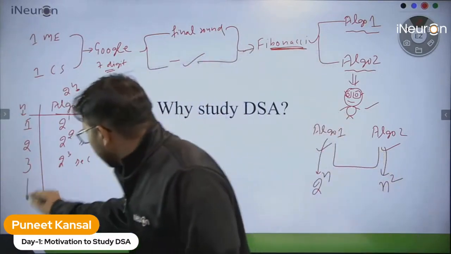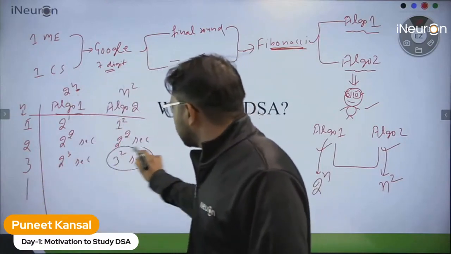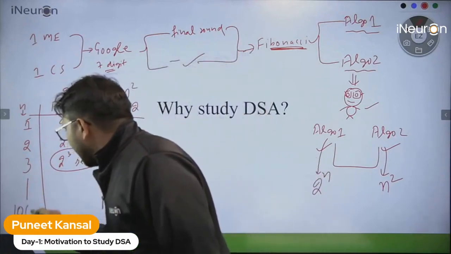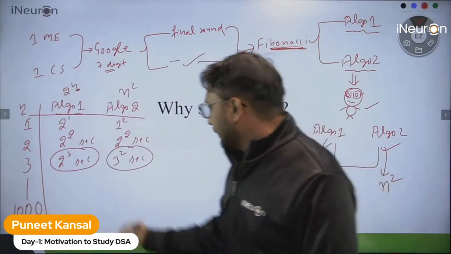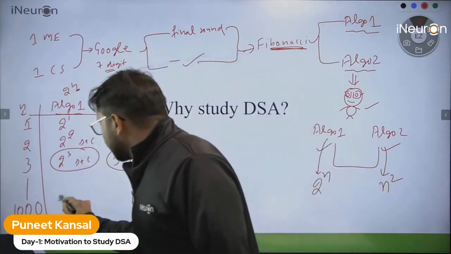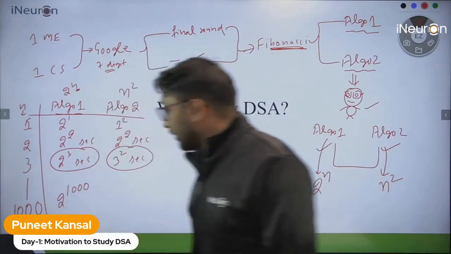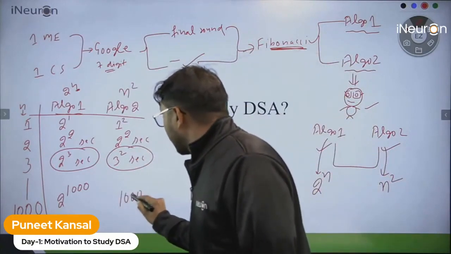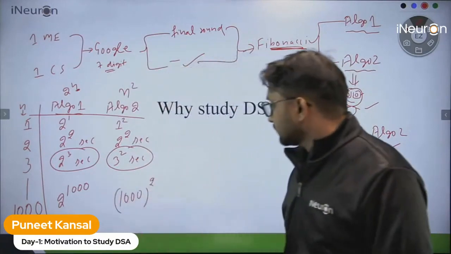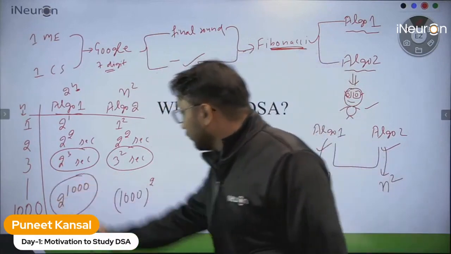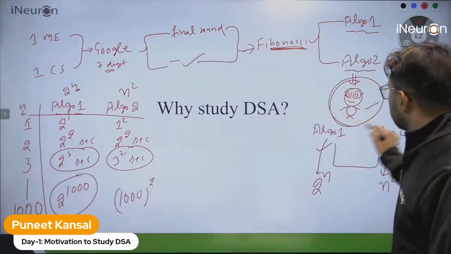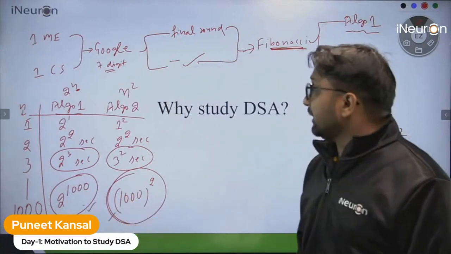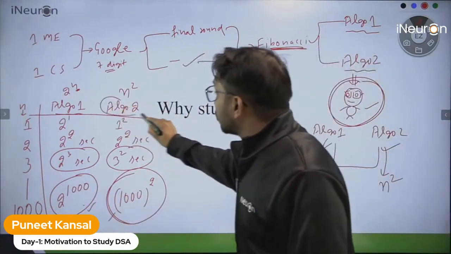Till now we can see that this is taking 9 seconds, this is taking 8 seconds. So, okay, he gives some bigger n value. Let's suppose he gives 1000, and he finds out that algorithm 1 is taking 2 power 1000 time, and algorithm 2 is taking 1000 square time. The moment this interviewer sees these two results, immediately he selects the person who wrote algorithm 2.